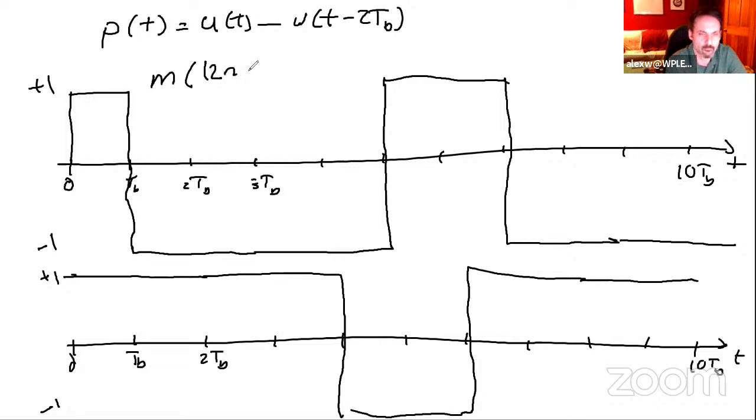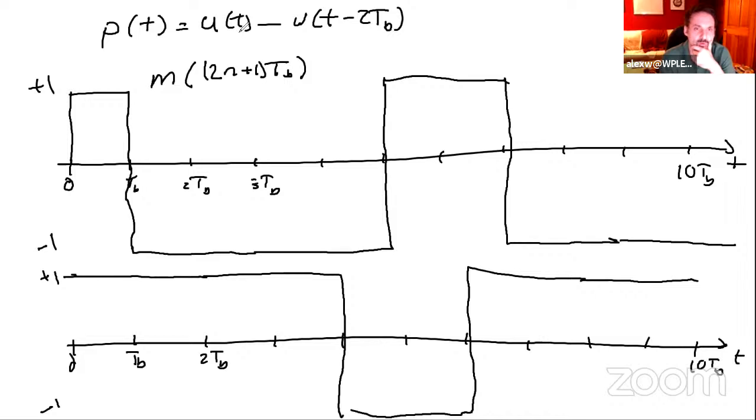It would be something like 2n, hmm, 2n plus 1 TB. Yeah, that's correct, right? Because, no, this guy here, correct. So if n equals 0, we would already be sampling there. Okay, awesome sauce.